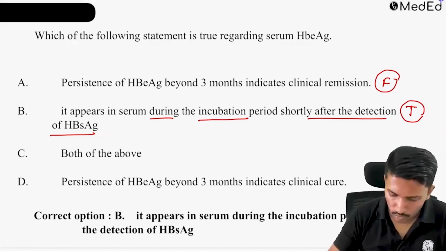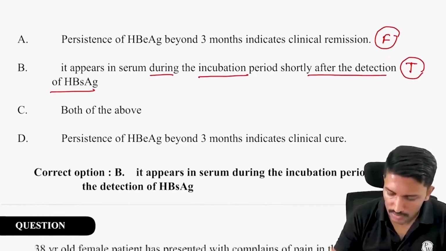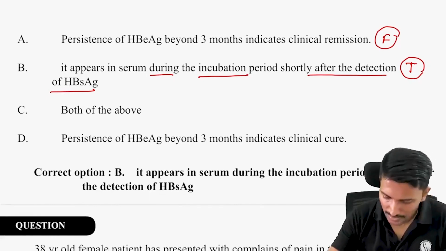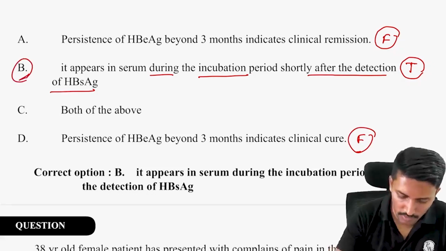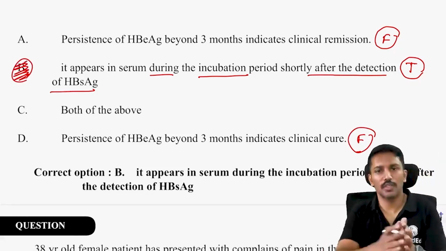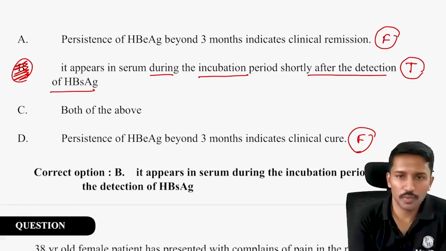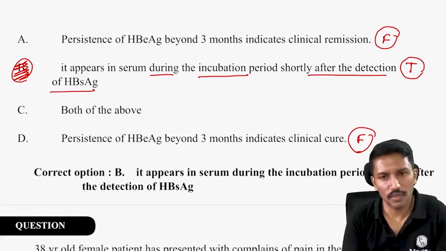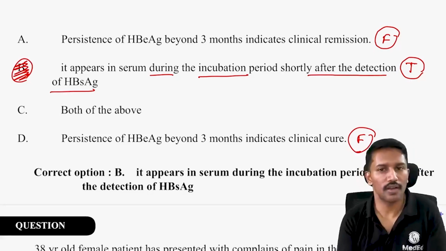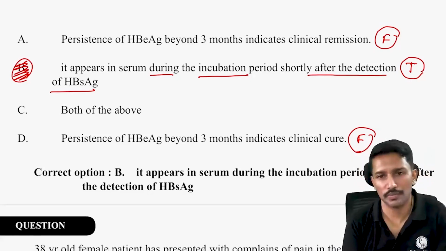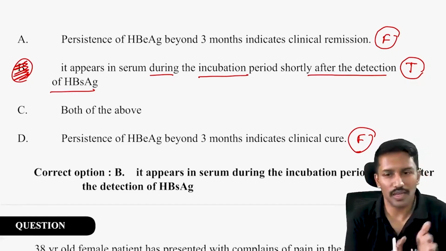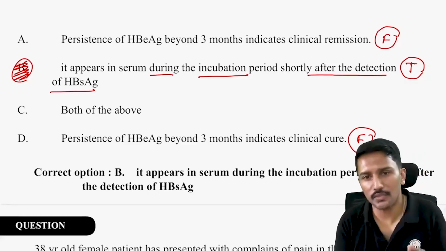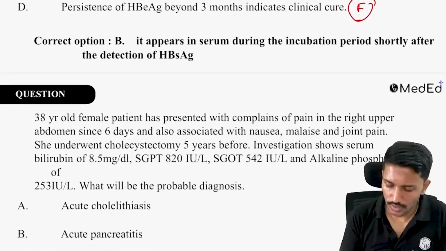Okay, next. Both of the above cannot be the answer. Then persistence of HBeAg beyond 3 months indicates clinical cure. So options A and D make the same sense and they are obviously false. So I will go ahead with option B as the true statement. So in terms of sequence, the first antigen to be detected is HBsAg followed by HBeAg. We don't detect the core antigen in the patient's plasma. We can only detect the antibodies against the core antigen. First to come is IgM and first to go is IgM. That is why we use IgM as a marker of acute infection.